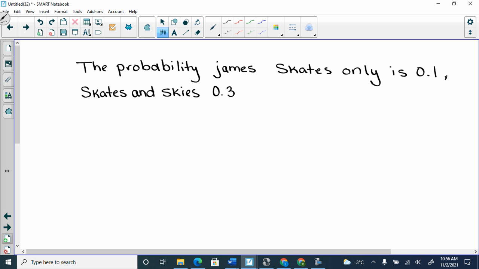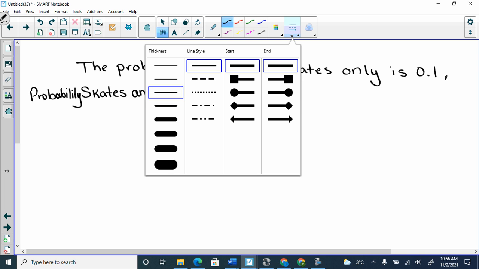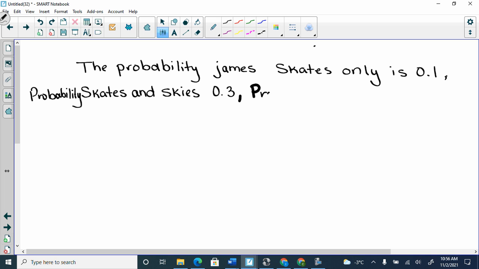0.3. So sorry, probability skates or skis, 0.1. Probability skates or skis.